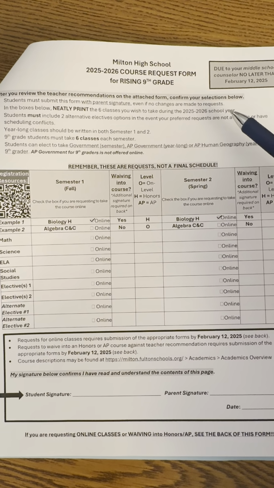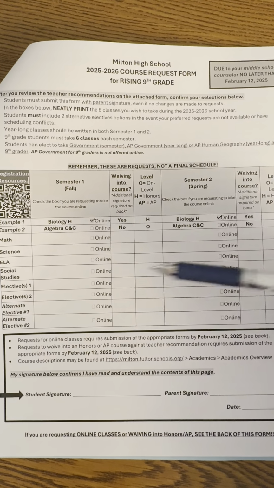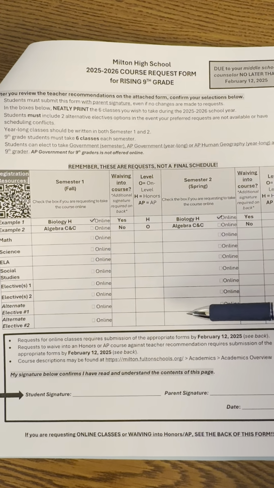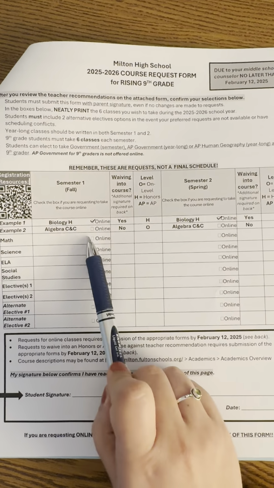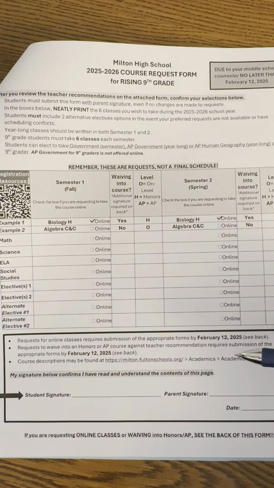In the boxes below here, you will neatly print the 6 classes that you wish to take during the 25-26 school year. We do ask that all rising 9th graders include 2 alternate electives for both the fall semester and the spring semester in the event that one of your top 2 elective choices doesn't fit in your schedule. Year-long classes should be written in both semester 1 and semester 2, like so. And 9th grade students do have to take 6 classes every semester.